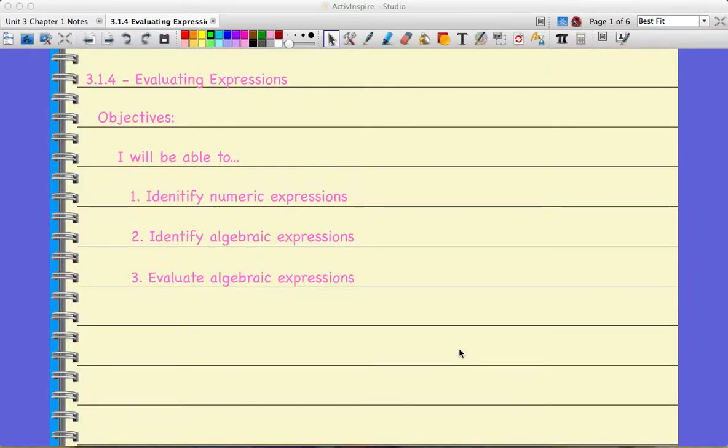Welcome to Lesson 314, Evaluating Expressions. Today we're going to talk about numeric expressions, algebraic expressions, and how to evaluate an algebraic expression.